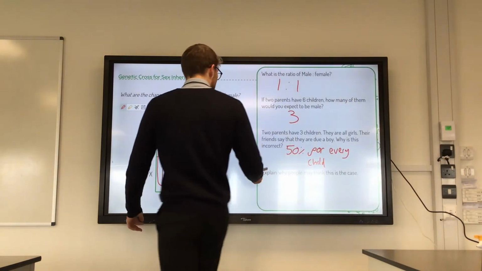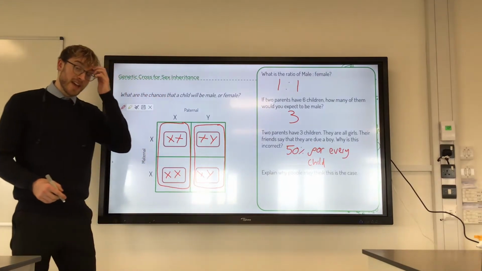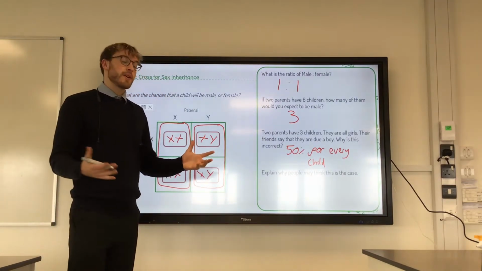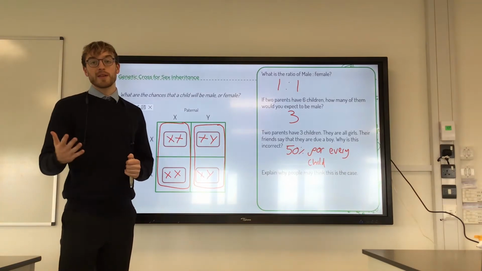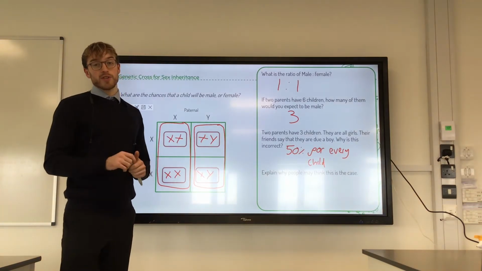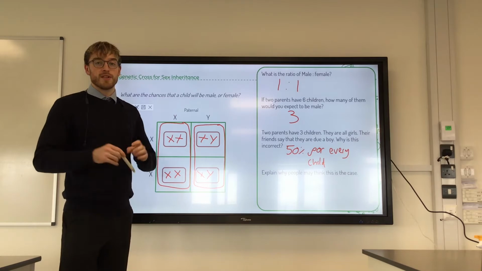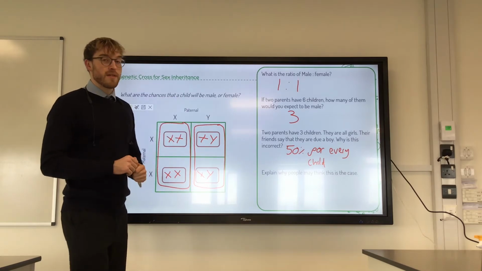And that's the next question. Explain why people may think this is the case. Because if it's 50-50 or if it's a 1 to 1, you'd expect them to have, if they have 4 children, 2 boys and 2 girls. Remember, 50% for every child.